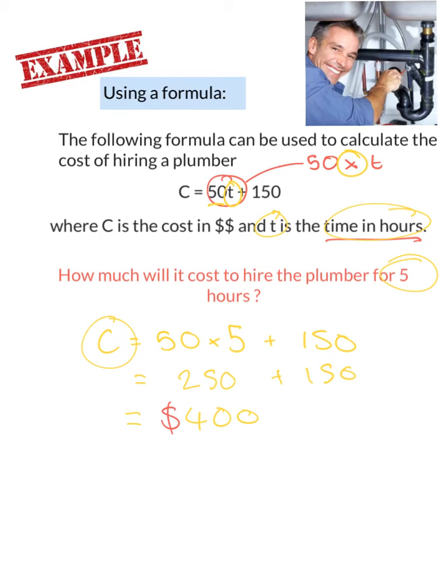So key things to take from that: we define and recognise our variables. In this case, C was the cost in dollars, and T was time in hours. So it's important that we recognise those and sub in. The second thing that's really important is when we've got a number and a pronumeral or variable, it is 50 times T. There's that multiplication sign in there. Have a go.